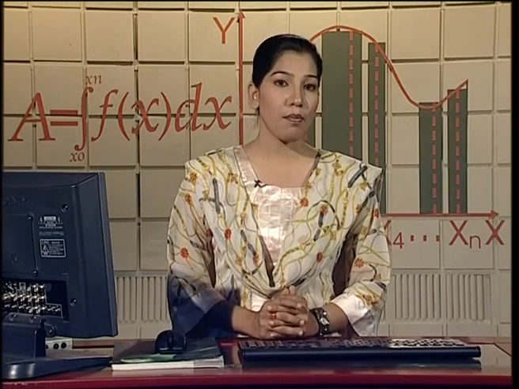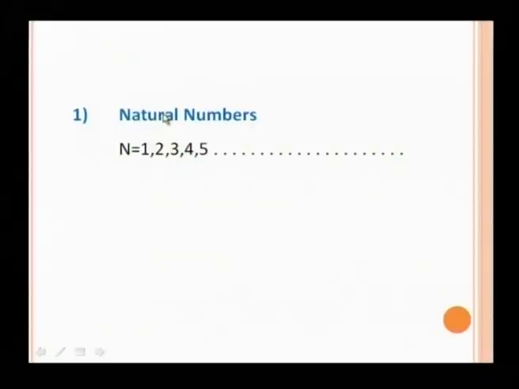What are real numbers? To study real numbers, first of all we have to study the classification of real numbers. The first classification of real numbers is natural numbers. Natural numbers are the simplest numbers in mathematics. As an example, we can consider capital N is equal to 1, 2, 3, 4, 5 and so on, where capital N is the notation for natural numbers.